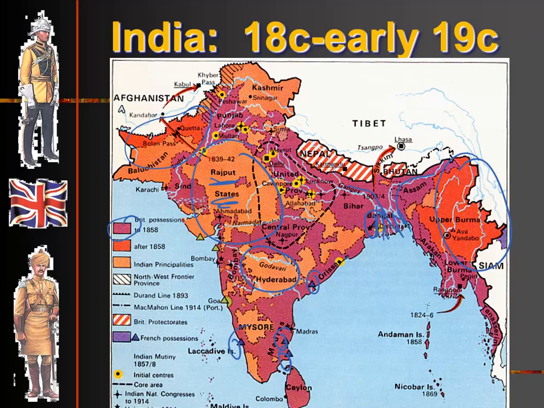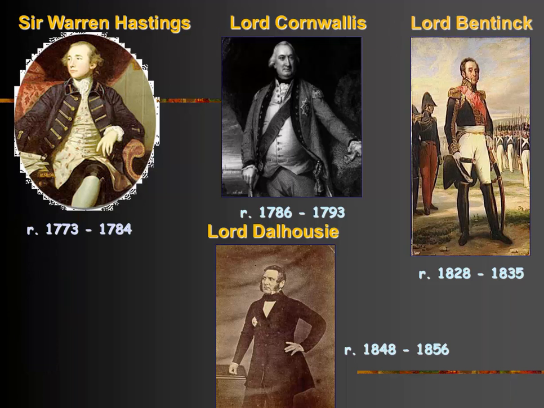So the British used a lot of sneaky tactics in order to gain control of India and make India an important colony for the British. The British actually refer to India as the jewel in the crown of the British Empire. This picture here, I just want to go through really quickly. These are a lot of the major British viceroys of India.